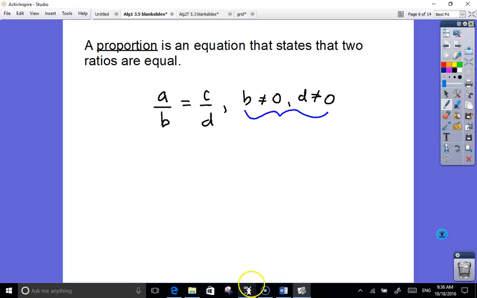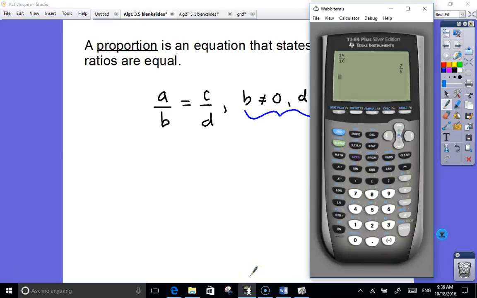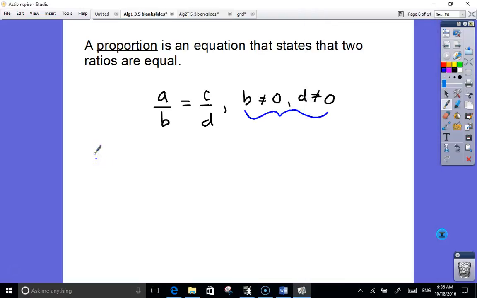So take your calculator and let's just say take 5 and divide by 0. What does the calculator tell you? Error. Right? So when you divide by 0, you get an error because you can't divide by 0. It doesn't make sense to try to divide something into pieces that all have no value, right? So that's why we don't want to have zeros in the denominator.